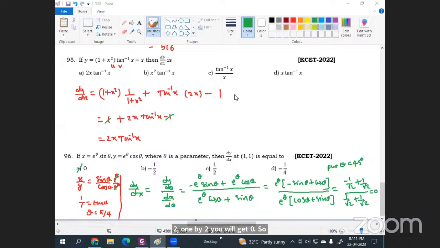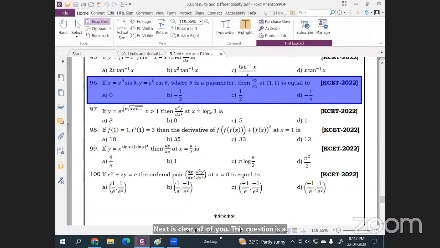Correct? So some people they gave that. Only Pratik and then Rishabh Singh has given the answer 0 and first option. Okay, good. Next. Is clear all of you this question? It is a parametric form. It's a very good question. Right. Next.